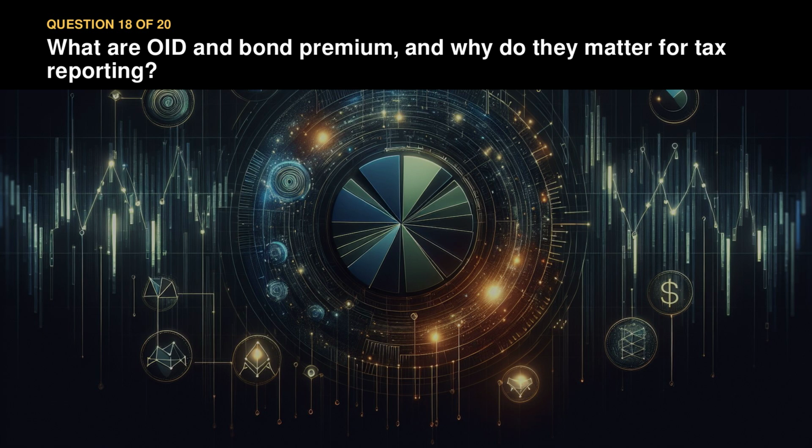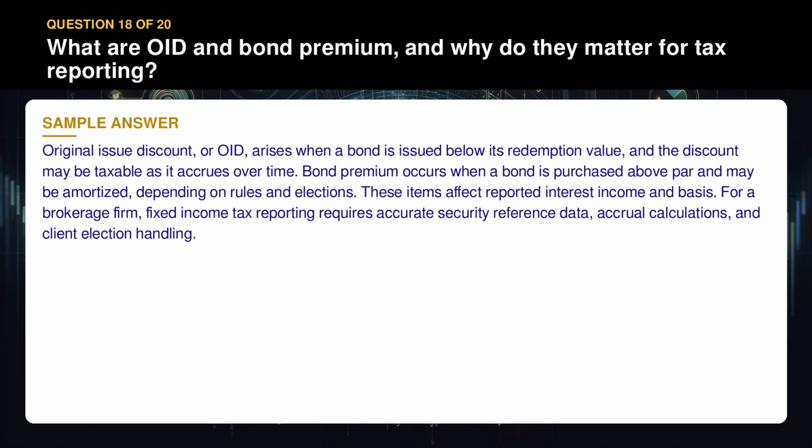Question 18. What are OID and bond premium, and why do they matter for tax reporting? Original issue discount, or OID, arises when a bond is issued below its redemption value, and the discount may be taxable as it accrues over time. Bond premium occurs when a bond is purchased above par and may be amortized, depending on rules and elections. These items affect reported interest income and basis. For a brokerage firm, fixed income tax reporting requires accurate security reference data, accrual calculations, and client election handling.